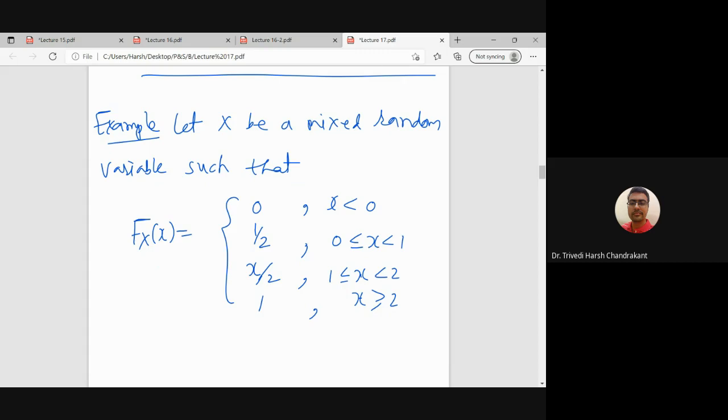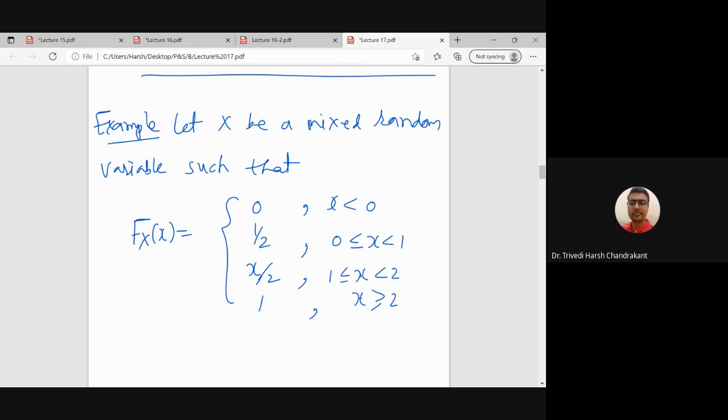What are the properties of a CDF? It is a monotonically increasing function, right? It starts from 0, goes to 1, and it is defined over the whole real line. So this is the CDF of some random variable X, which is of mixed type. So why is it a mixed type? Because, what is the reason?